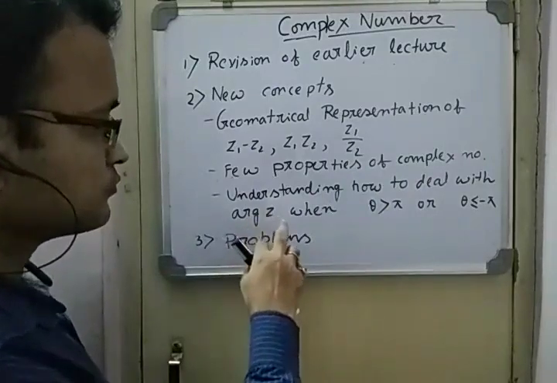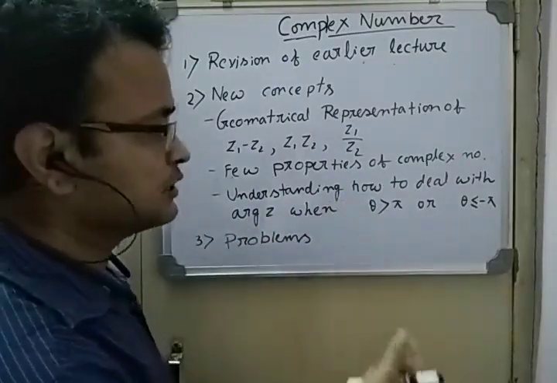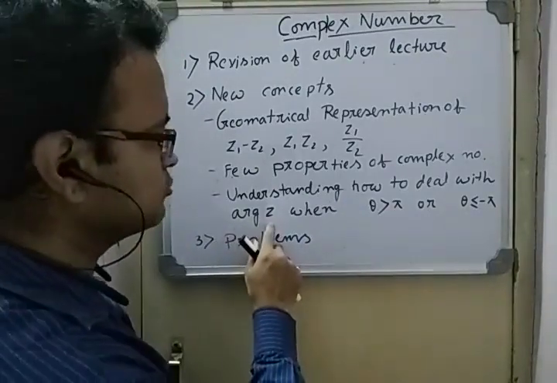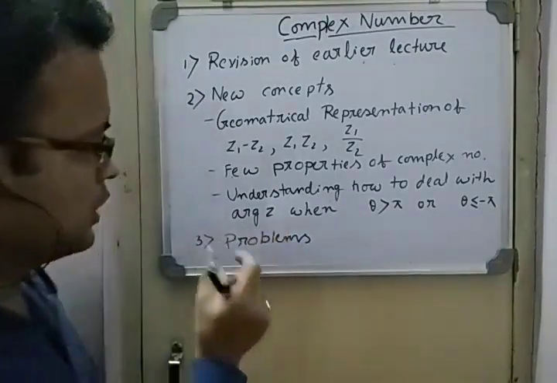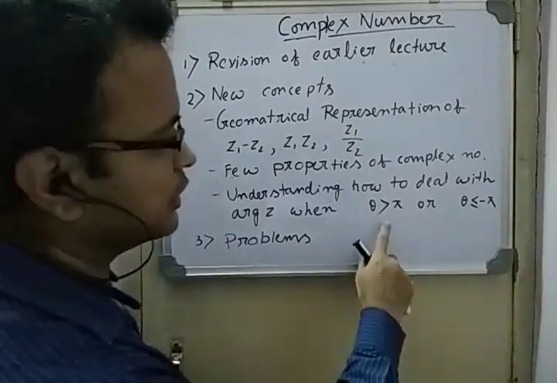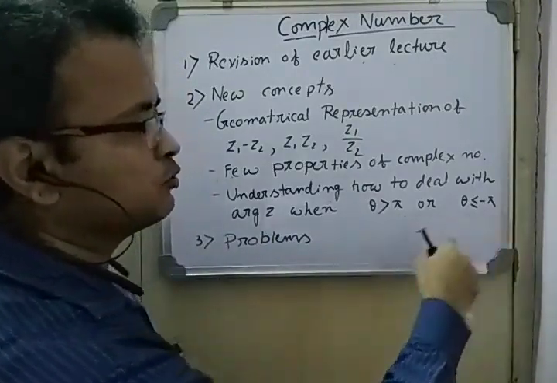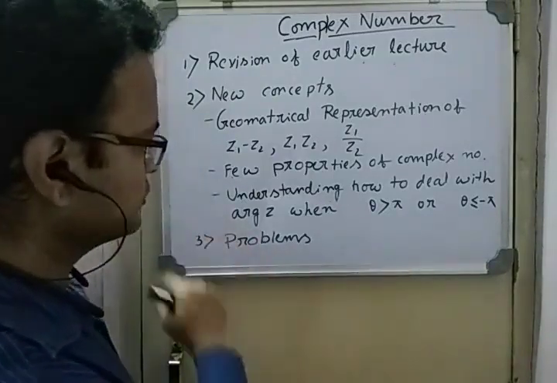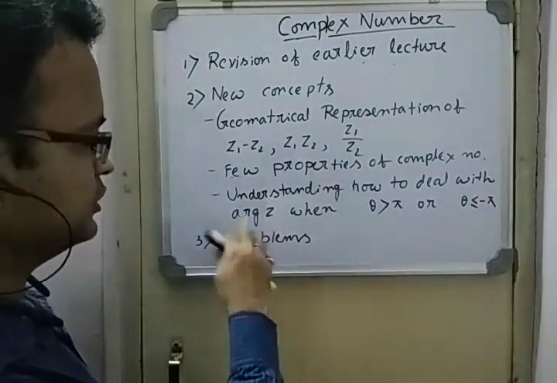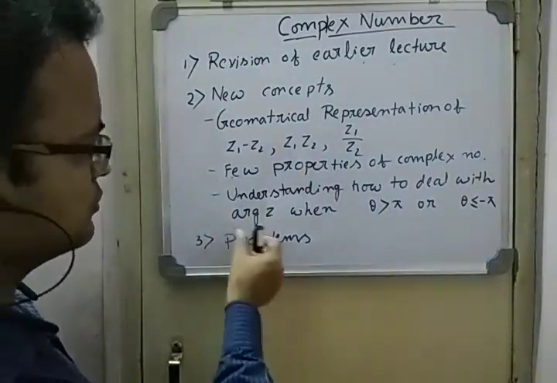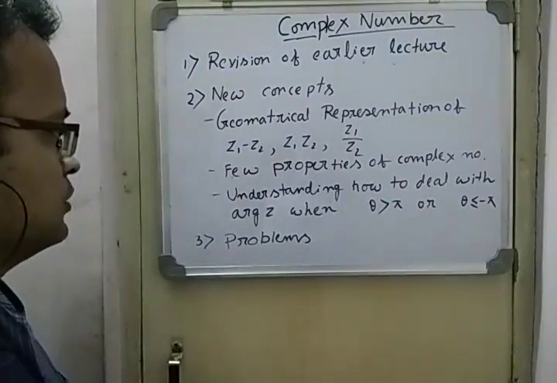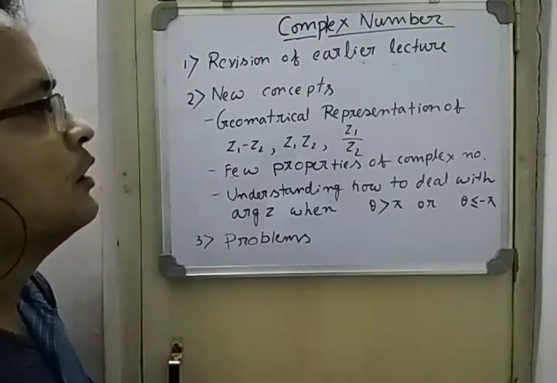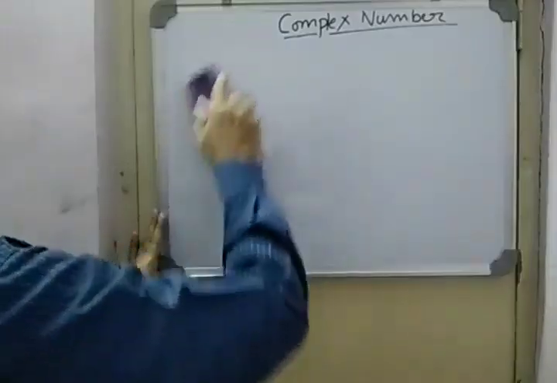Then we will try to see some cases where the argument's principal value is coming greater than pi or less than or equal to minus pi, that is, outside the normal boundary of the principal value of the argument. Okay, so after that we will discuss a few problems. Okay, so let's proceed.